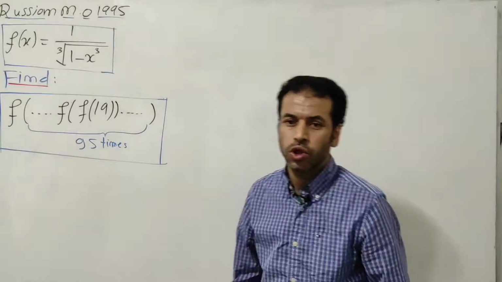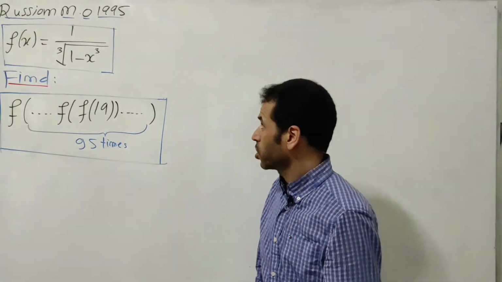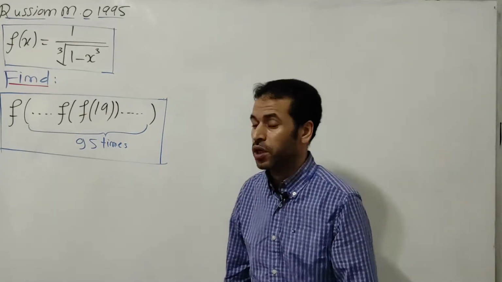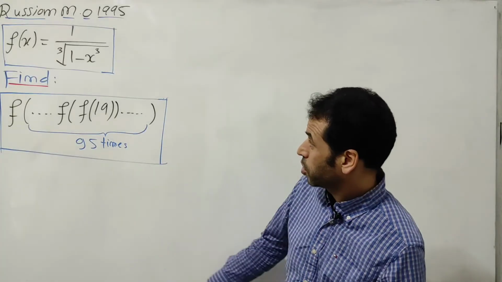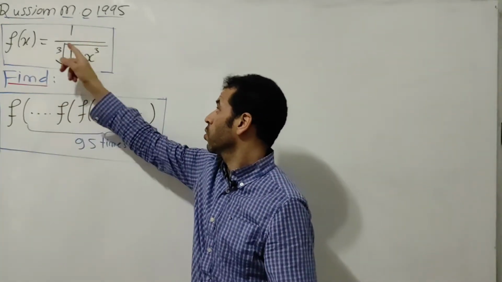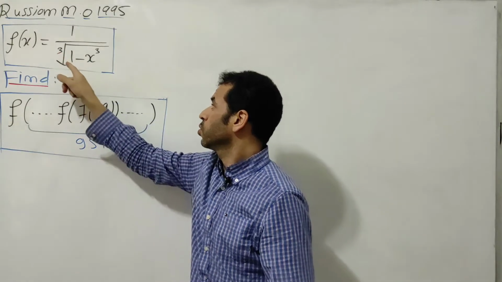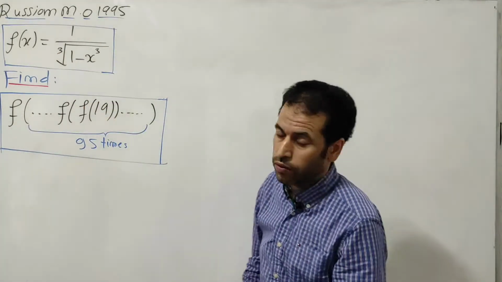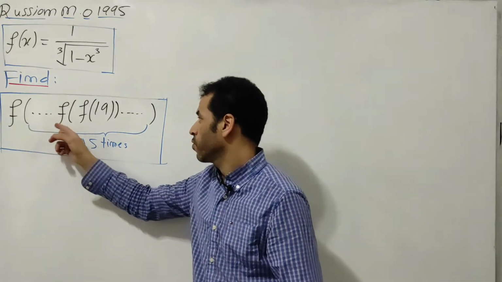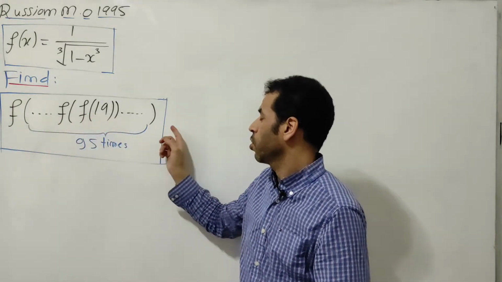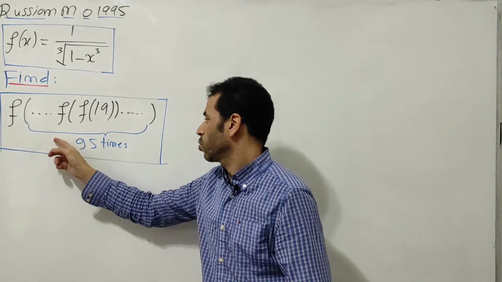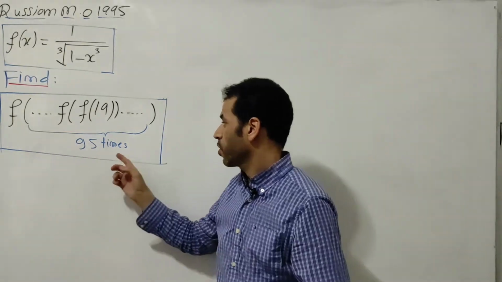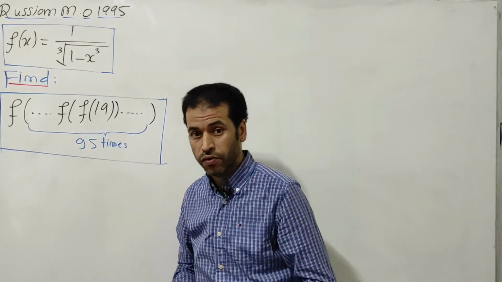Today's video, I would like to introduce you a very nice problem of Russian Mathematical Olympiad edition 1995. Here is the following function. We have f of x equals 1 over cubed root of 1 minus x cubed. Our goal is to evaluate this number f of 19, and all the way down until we get 95 times. This function is composed 95 times.